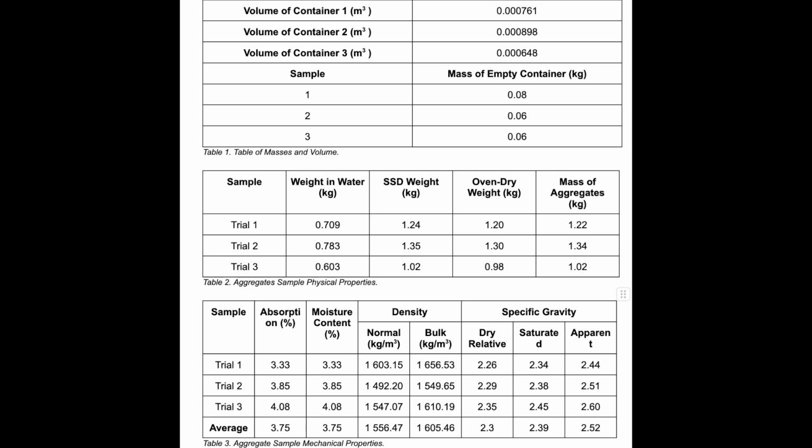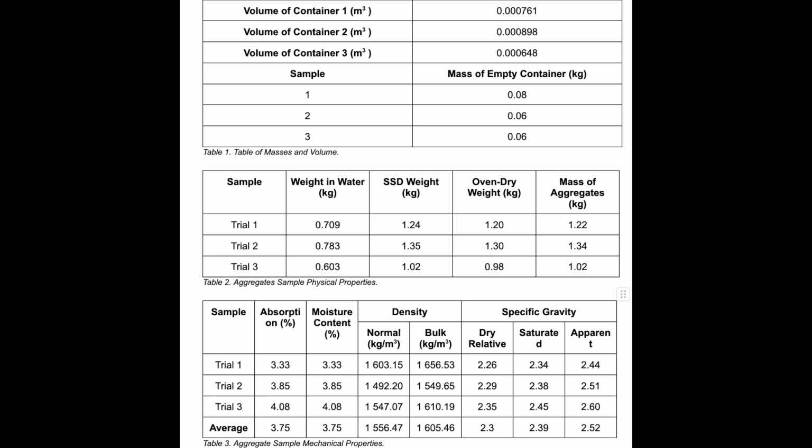The densities we measured were also quite consistent, with the average dry density being around 1,556.47 kg per cubic meter and bulk density at 1,605.46 kg per cubic meter. This result shows that the aggregates are packed well and don't have a lot of empty space in between. We also measured 3 types of specific gravity: dry, saturated, and apparent. The average values were 2.3, 2.39, and 2.52 respectively. These numbers tell us about the internal structure of the aggregate.